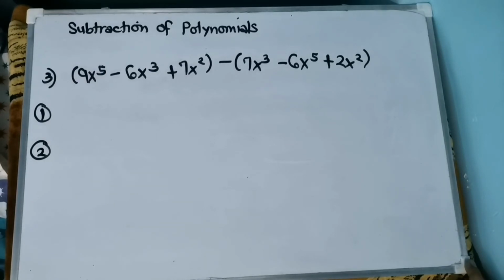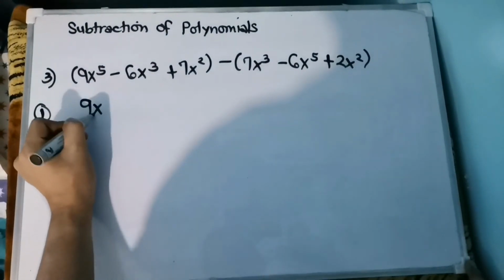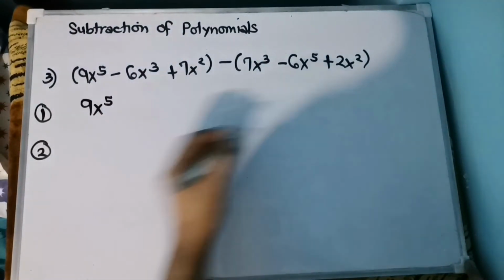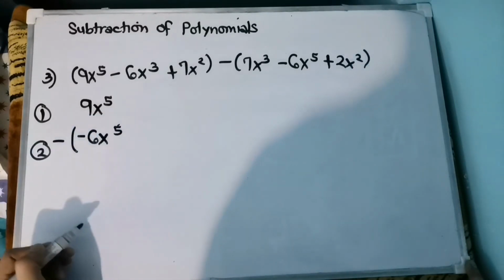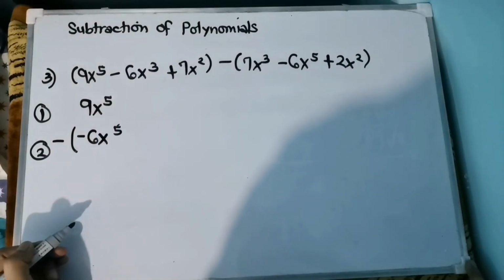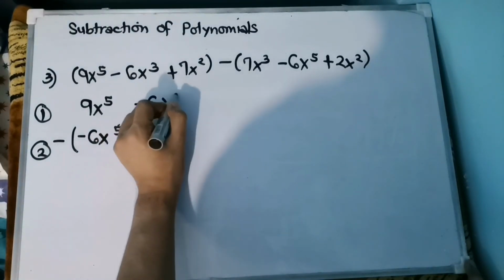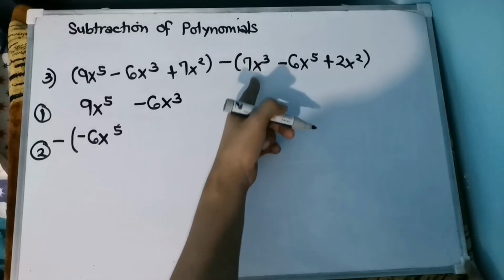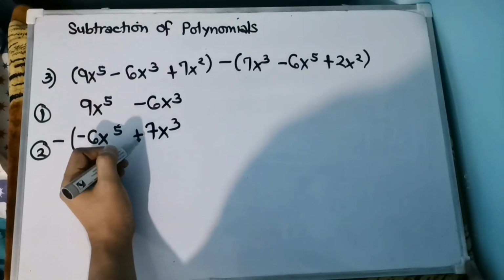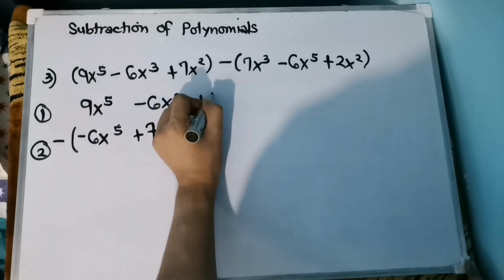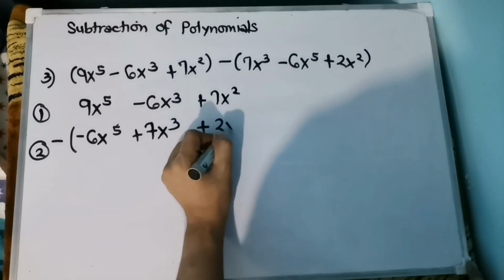So the highest degree is 5. We will be starting with 9x to the 5th. Its like term is negative 6x to the 5th, so we have here minus. And then to the 4th, there is none. So cube. We have negative 6x cubed, and then we have here positive 7x cubed. And then we have 7x squared and positive 2x squared.